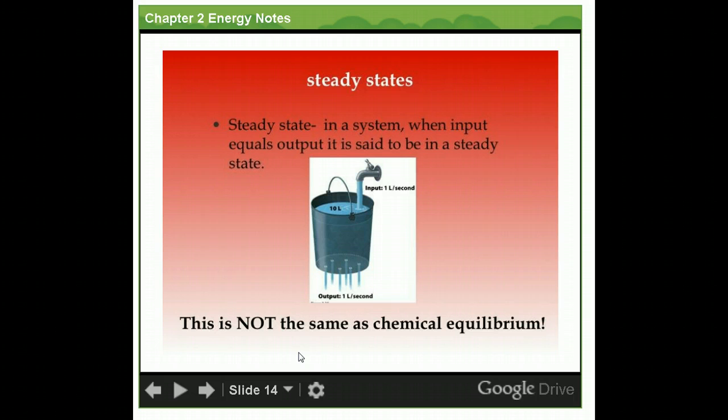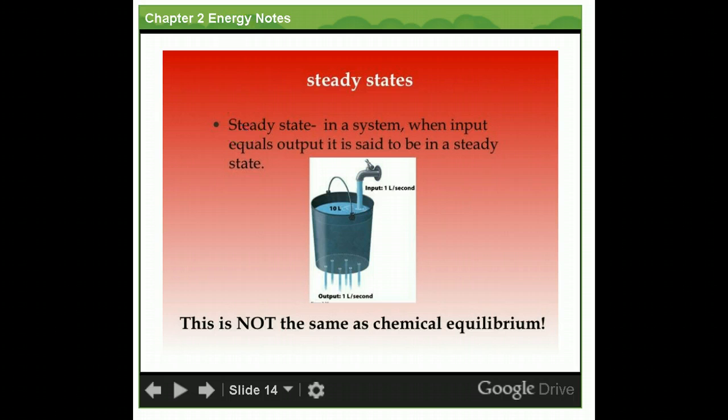There's another thing we need to talk about, which is called steady state, and it says that the inputs, the things you put into the system, are going to equal the outputs. So inputs are going to equal outputs. And it's not the same thing as chemical equilibrium.